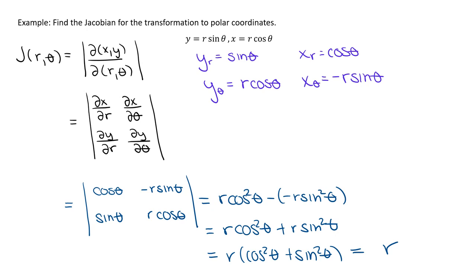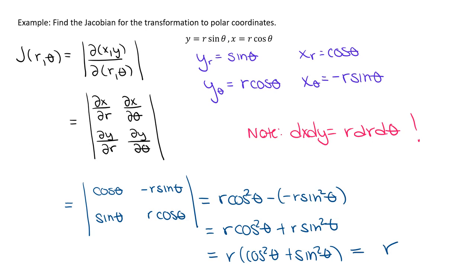Let's see, that's r cosine squared plus r sine squared. We can factor out an r. We're left with r times cosine squared plus sine squared. Cosine squared plus sine squared is just 1. And so that simplifies all the way down to r. So the Jacobian for the transformation to polar coordinates is just r.